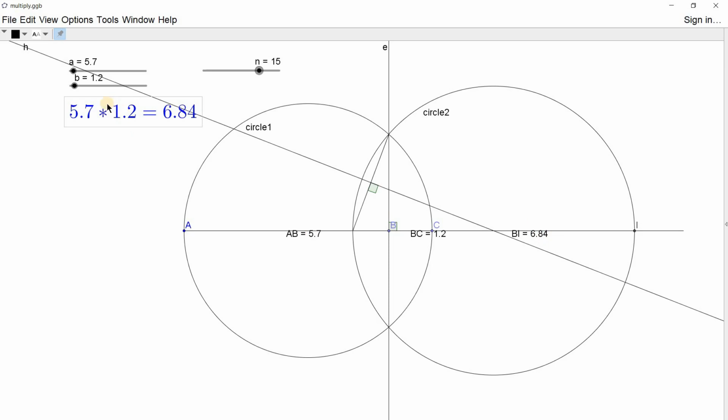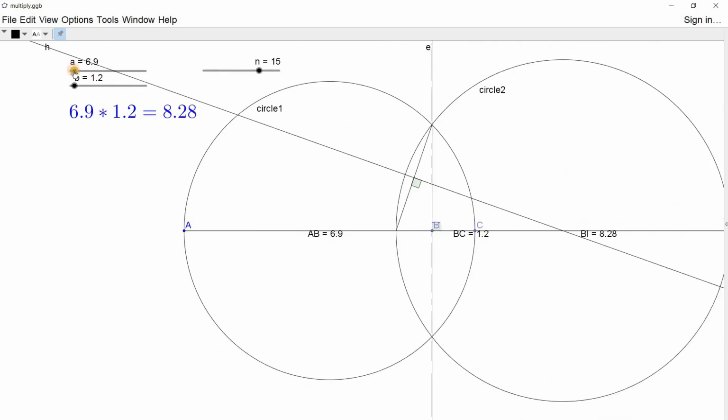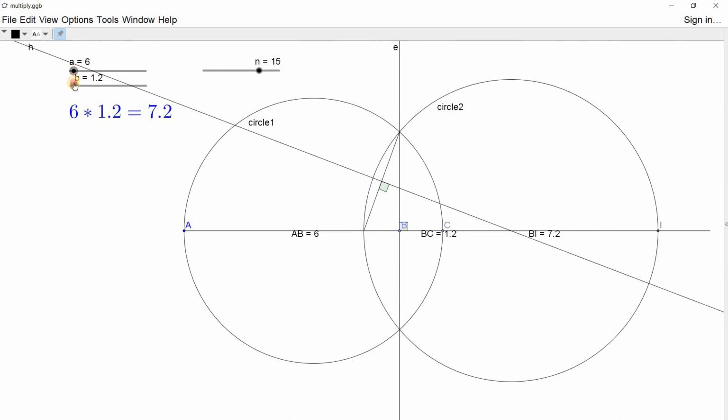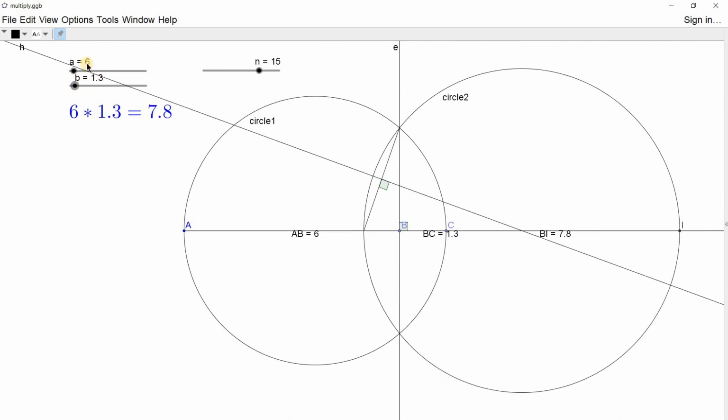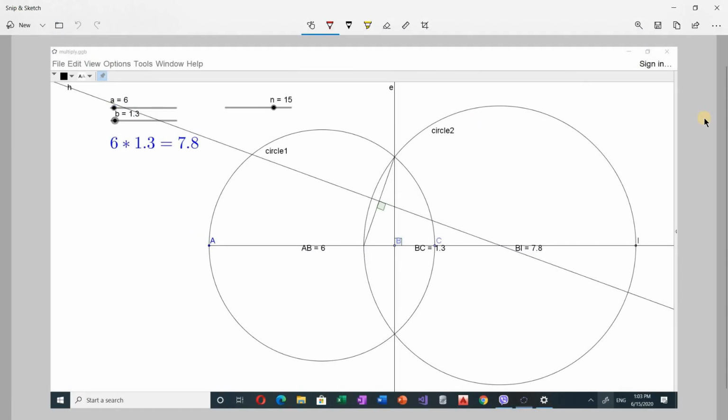As you can see, we have drawn the length of 5.7 as AB and drawn the length of BC as 1.2, and we got the length of BI as 6.84, which is the product of these two numbers. So you can change the values of A and B from the slider to get the result. Let's change it. So 6 times 1.3 is 7.8. So the length of BI is changed to 7.8.